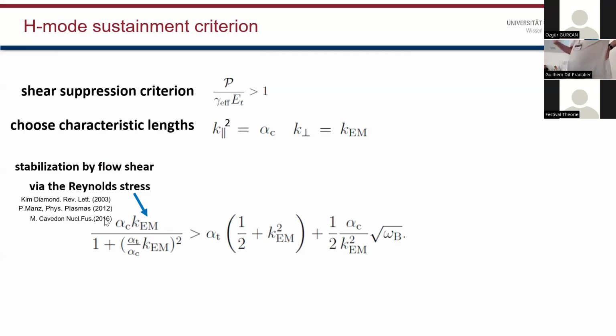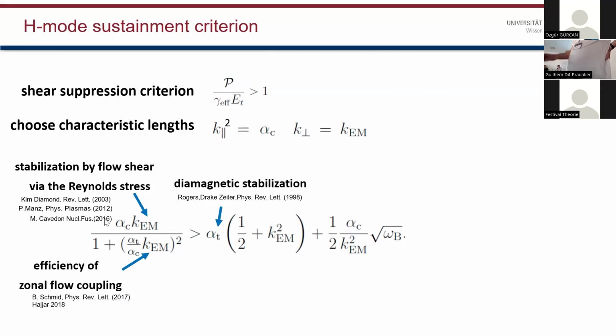It has a stabilization from the zonal flow via the Reynolds stress. This is this term on the stabilization side. You have an efficiency of the zonal flow coupling depending on the adiabaticity. The growth rate is reduced by the diamagnetic stabilization. And because of the ITG part, we have a very important part of the ion heat flux, which was reported on ASDEX. And so we would have a formula which might work.